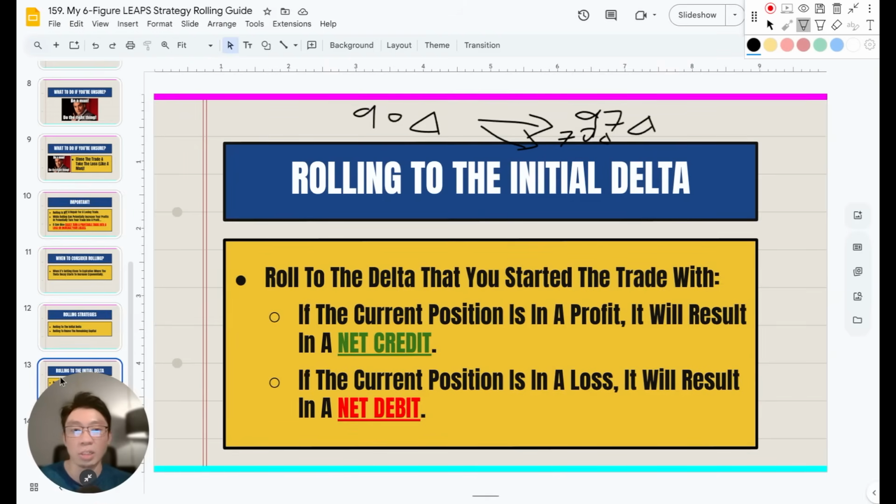So by rolling to the initial delta, what it simply means is that from this trade, you just roll to the new trade back to 90 delta. There are going to be two slightly different end results, depending on whether the current trade which you're rolling is in a profit or in a loss at the moment. If the current position is in a profit, then by rolling to the initial delta, 90 delta in this example, it will result in a net credit. So let me show you exactly what I mean over here.